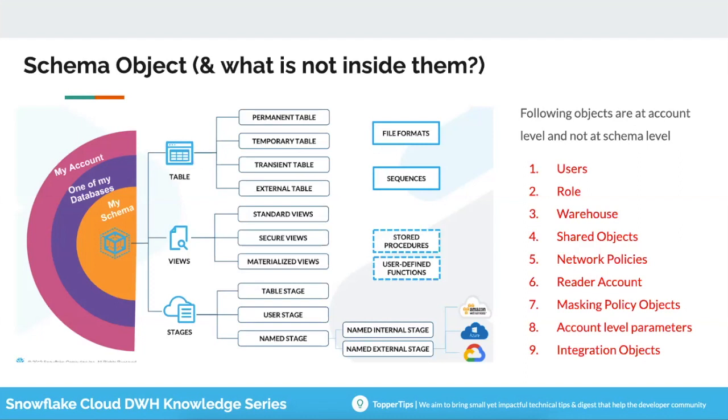What are the things which are part of the account level? Like user, role, warehouses, shared objects, network policies, reader account, masking policies, account level parameters, and integration objects. These are the objects which are not part of your database level. They are actually at the account level.